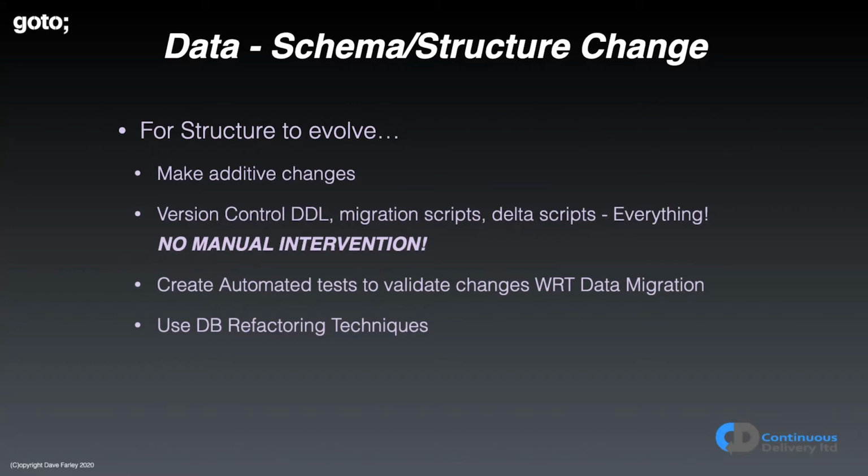Next, if we want our structure to evolve, we've got to version control the structure scripts themselves, migration scripts, Delta scripts. We've got to version control everything. I think the idea that we should be working to adopt is that there is no manual intervention directly with the data in production. All changes go through some kind of automated script and therefore can be version controlled.